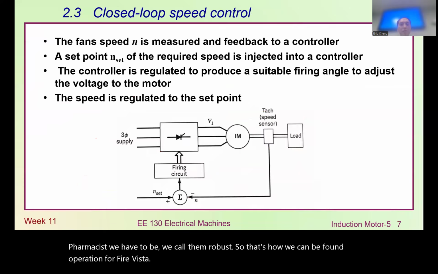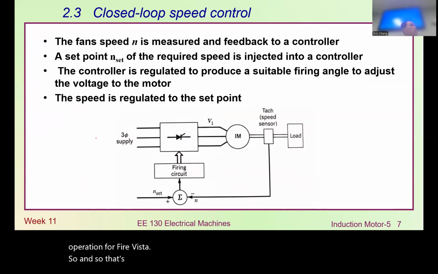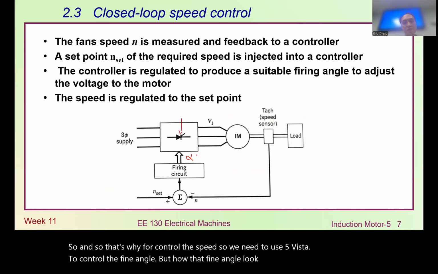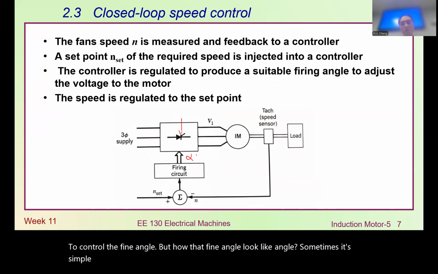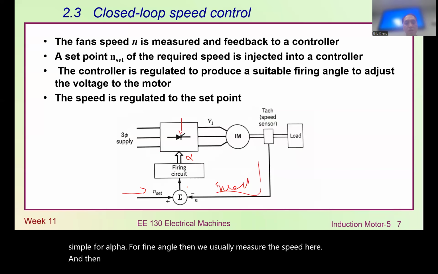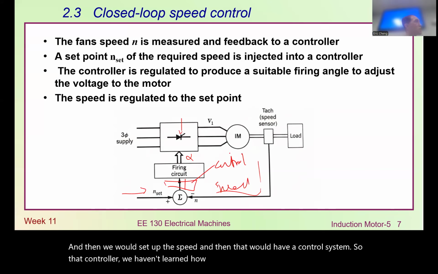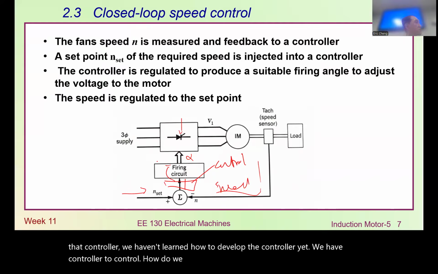So that's why, to control the speed, we need to use a thyristor to control the firing angle. But what does that firing angle look like? Sometimes we use the symbol alpha for the firing angle. Then we usually measure the speed here, and then we set up the speed, and that will have a control system. That controller, we haven't learned how to develop yet. We have a controller to control how to fire the thyristor.